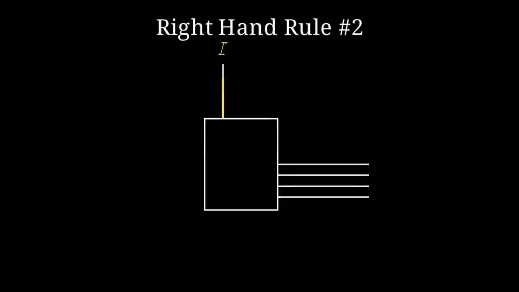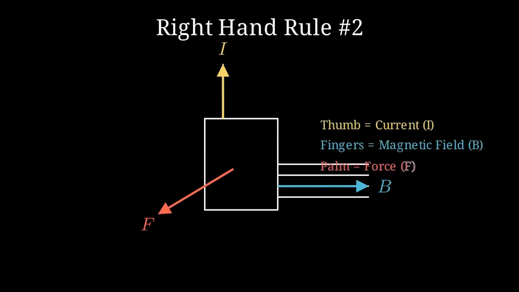To find the force direction, use the second right-hand rule. Point your fingers in the direction of the magnetic field and your thumb in the direction of the current. Your palm now pushes in the direction of the magnetic force.